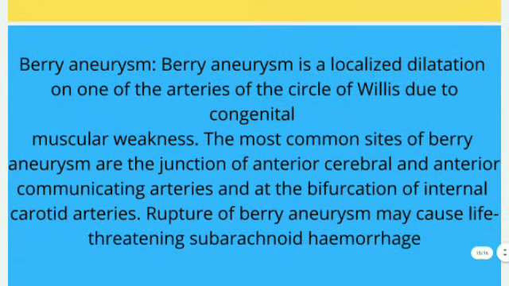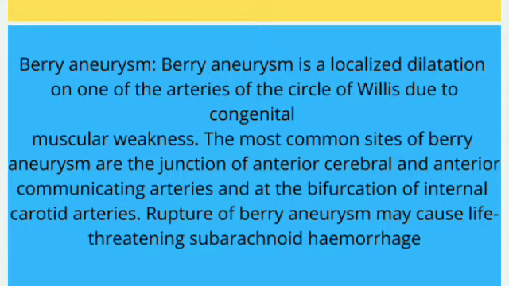Now let's talk about clinical anatomy. Berry aneurysm. Berry aneurysm is a localized dilatation of one of the arteries of the circle of Willis due to congenital muscular weakness. The most common sites of Berry aneurysm are the junction of anterior cerebral and anterior communicating arteries and the bifurcation of the internal carotid arteries. Rupture of Berry aneurysm may cause life-threatening subarachnoid hemorrhage.